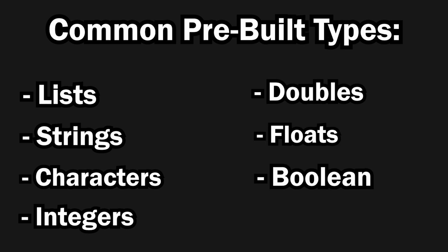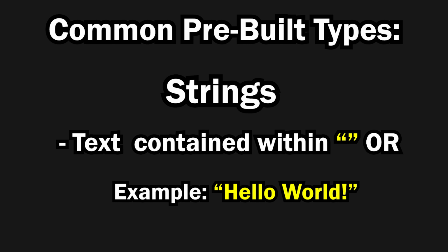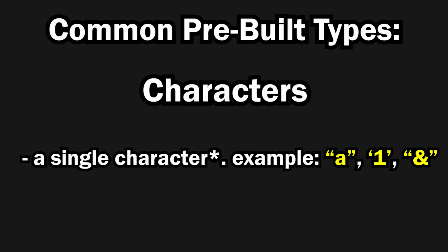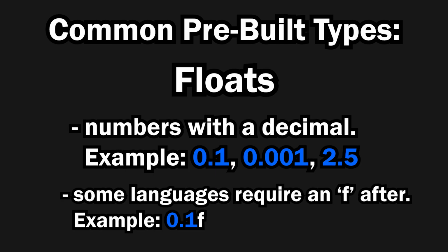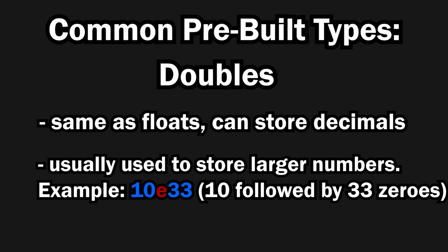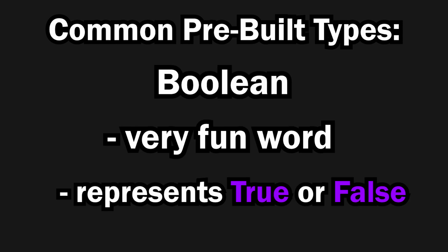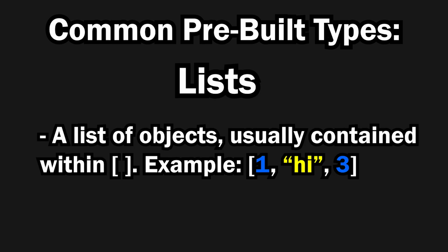Let's go over what those are. Strings are just text contained within quotes. A character is a single letter. Integers are any whole number. Floats are numbers with a decimal point. Doubles are the same as floats but can represent larger numbers. Boolean is just a very fun word for something being true or false. A list is a list of objects, usually contained in square brackets.